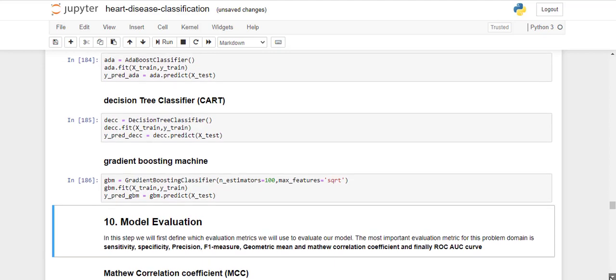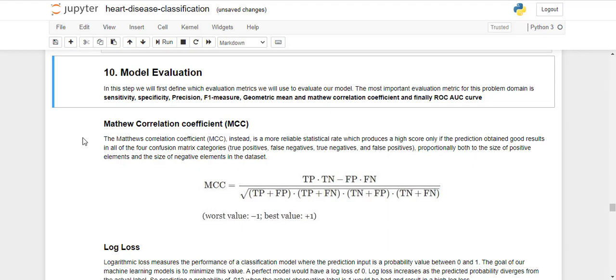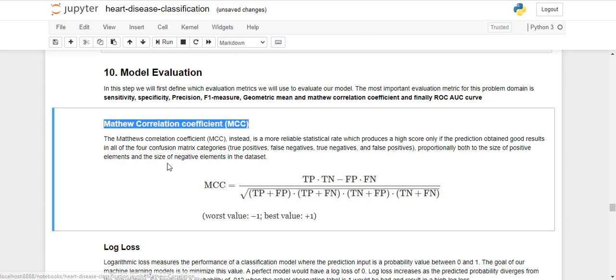Here we are using some other techniques, which is Matthews correlation coefficient. The basic difference is that Matthews correlation coefficient gives a more reliable statistical estimate because it considers all the elements: true positive, true negative, false positive, false negative. That's why Matthews correlation coefficient is a very good evaluation performance measure.